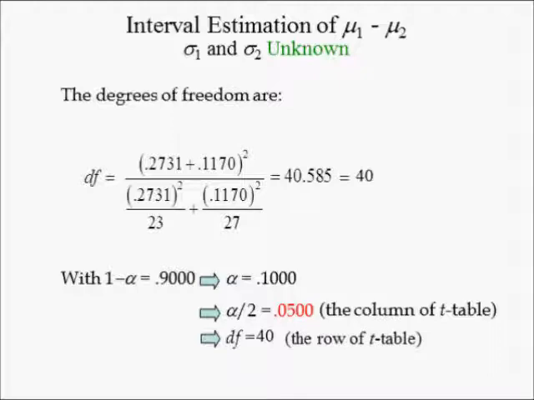Since degrees of freedom are 40, the critical value is in row 40 of the t-distribution table. Thus, the upper critical value is 1.684, while the lower critical value is negative 1.684.